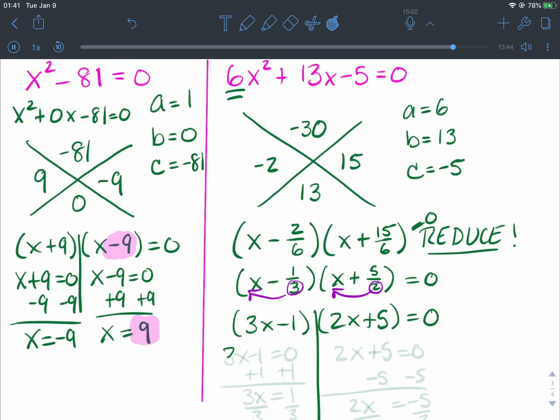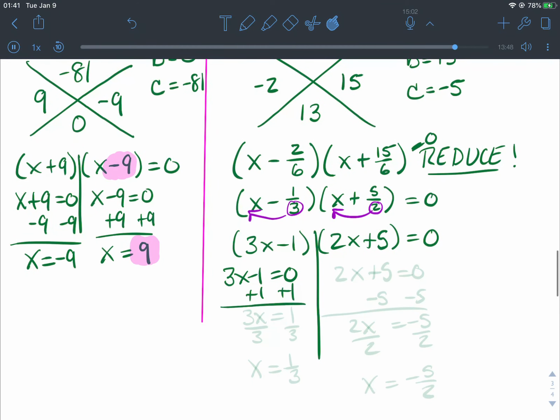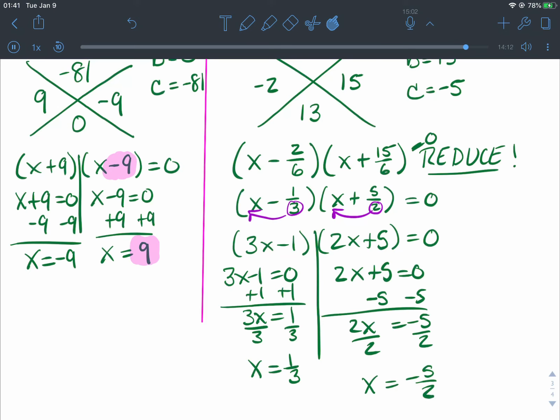And we're almost done. So 3x minus 1 is 0. We can add 1, and then we divide by 3. And here we get x equals a fraction, 1 over 3. The other side, we can subtract 5, and we get 2x is negative 5. Divide by 2. x equals negative 5 over 2.